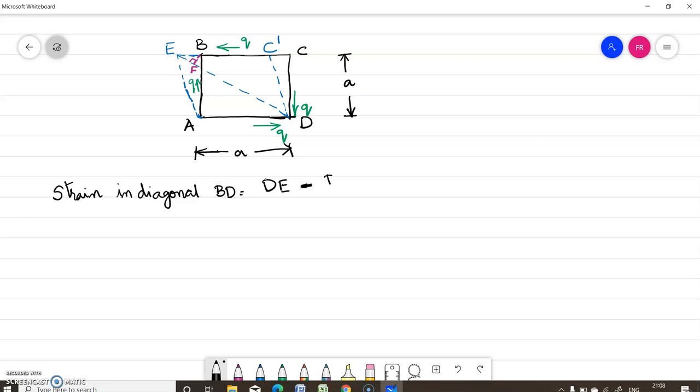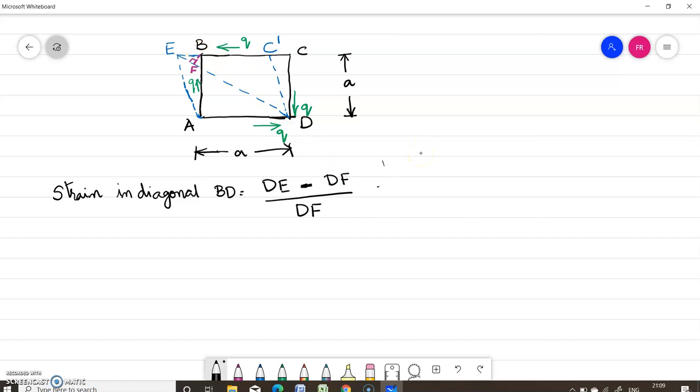So strain is DE minus DF divided by the original length, that is DF. What is DE minus DF? This is DE, the final length. The original length is DF. We are taking DF equal to BD, because we have dropped a perpendicular here. So DE minus DF is the change in length, divided by the original length DF. Now DF is actually equal to DB, so we can substitute here.